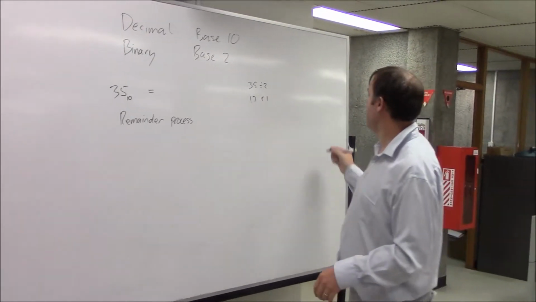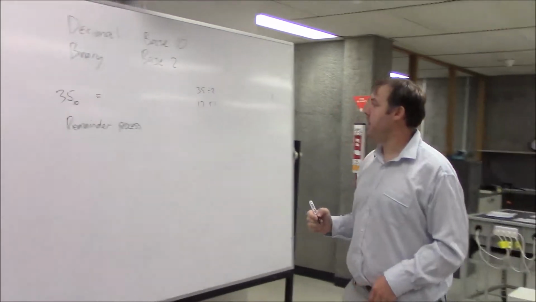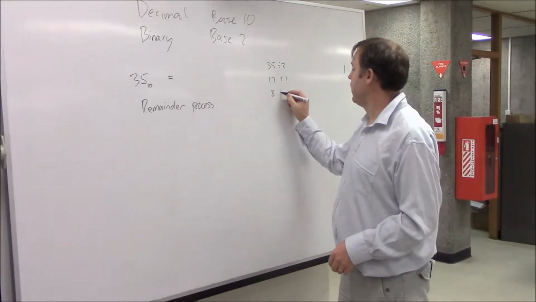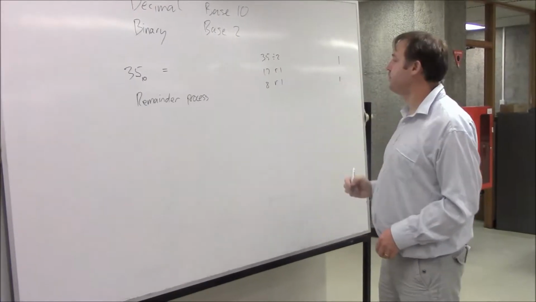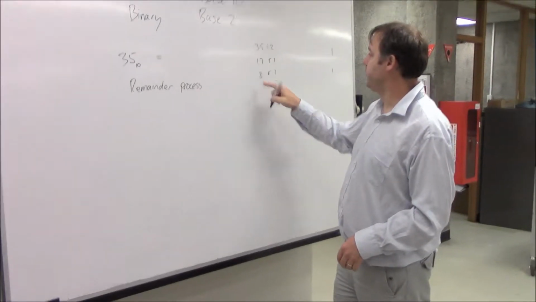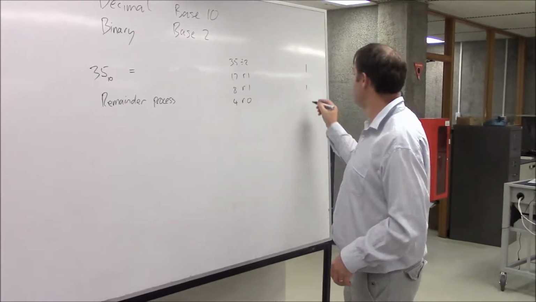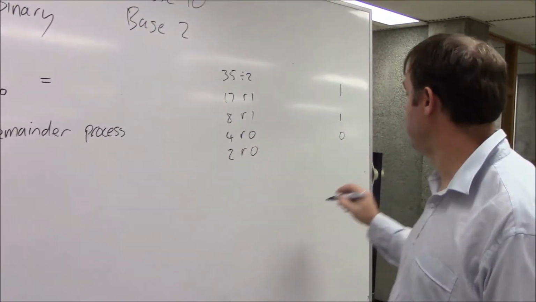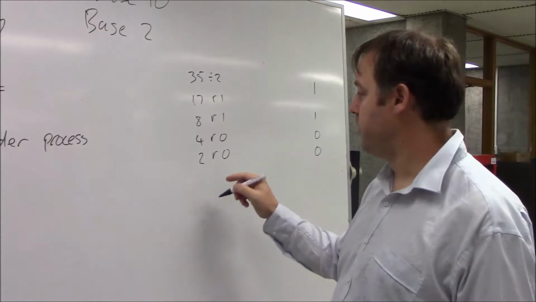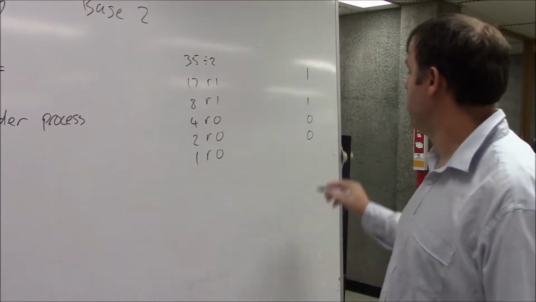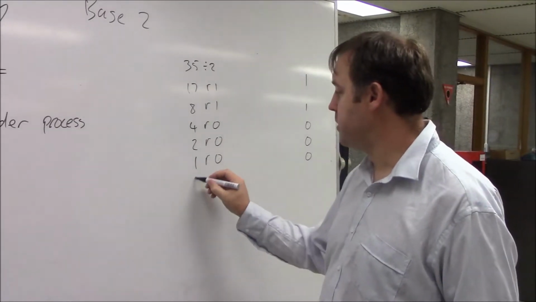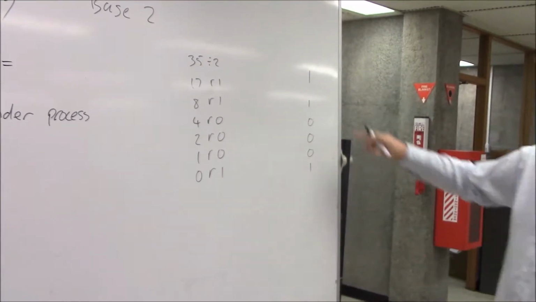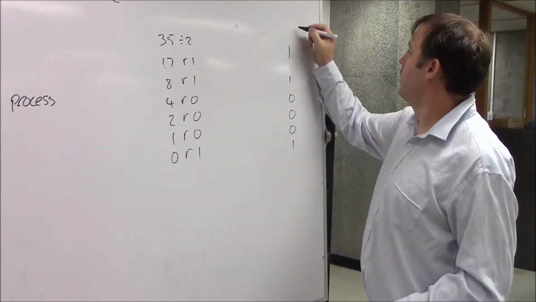Okay, so I'm going to write down the 1 there. 17 divided by 2 is 8, remainder 1. Another 1 there. 8 divided by 2 is 4, remainder 0. 0 here. 4 divided by 2 is 2, remainder 0. 0. 2 divided by 2 is 1, remainder 0. Okay. And 1 divided by 2 is 0, remainder 1. Okay, so now this is my least significant bit.